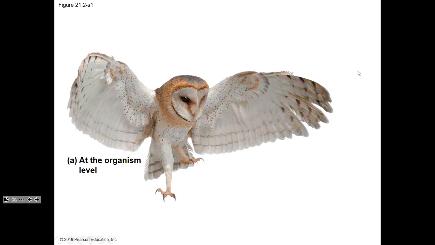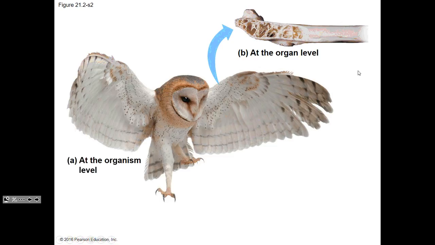So in the book, it gives the example of this owl being the organism. So he has all the cells, and then it goes to his tissues, and then he has organs and organ systems just like we do. So what is it giving as an example there at the organ level? What is that they're showing? A bone. What do we know? What's different about his bone maybe than our bones?